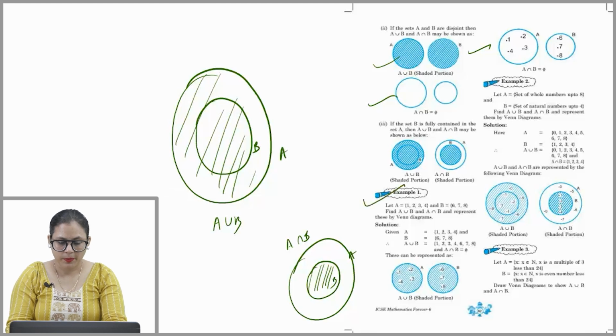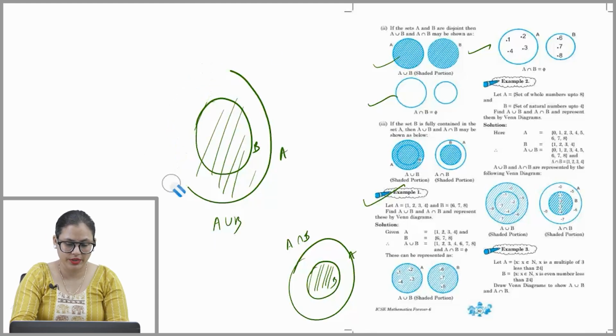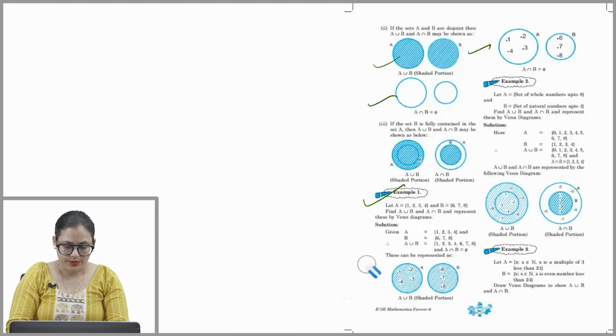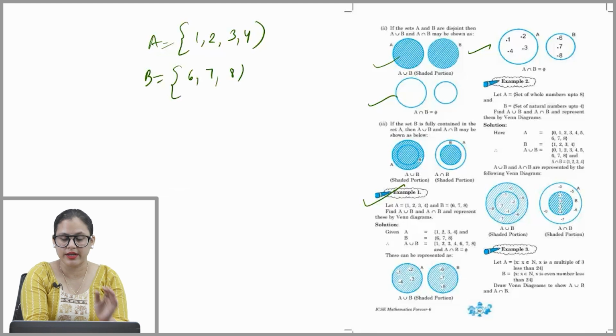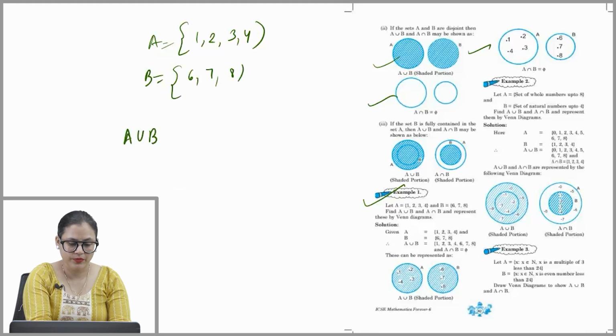Let's do example 1. Let A equal {1, 2, 3, 4} and B equal {6, 7, 8}. We have to find A union B and A intersection B, okay. So let's have a look. A equals {1, 2, 3, 4} and B equals {6, 7, 8}. So first we have to find A union B. Okay, so what will you write here? 1, 2, 3, 4, 6, 7, 8, right?